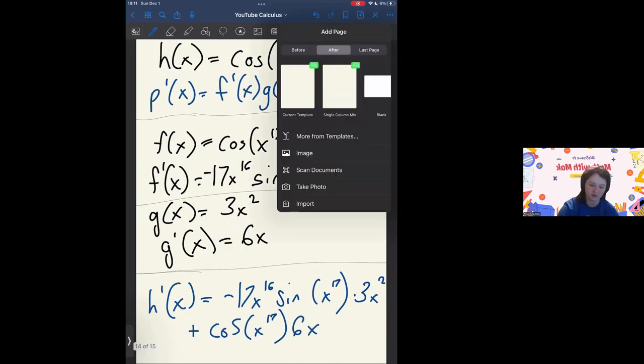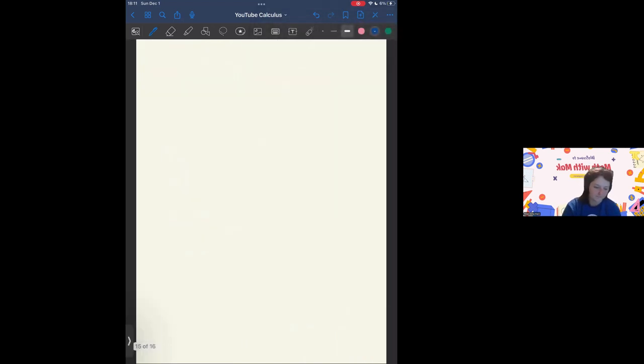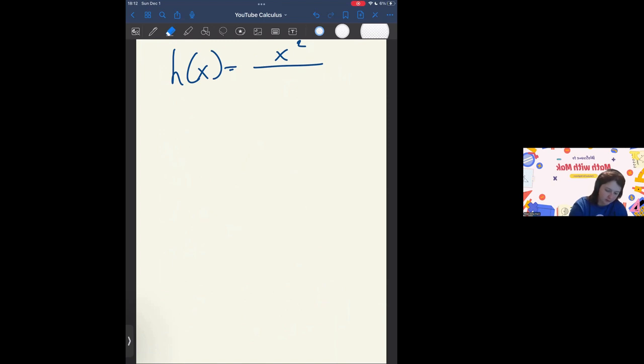So, let's try another one. Let's try h of x equals 3x squared over, well, no, let's make it 6x squared over 2x. If you would like to pause the video here, feel free. So this is actually a trick question, right? Because the first thing you're probably seeing is that there's a division, so we're probably going to use the quotient rule, correct? But what happens here and here?